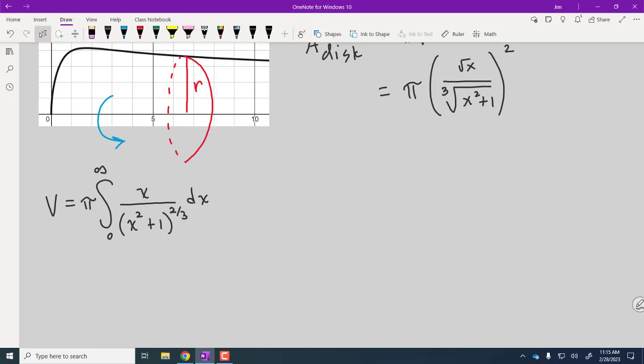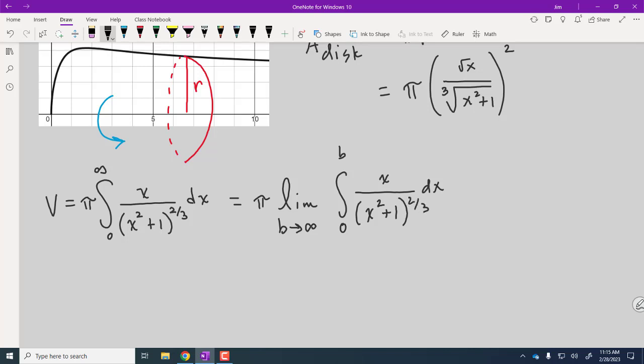It is improper, this integral. So we immediately turn it to a limit of a definite integral. And this limit will be as b goes to infinity. So we're going to go 0 to b, and we're going to turn it into a definite integral and then take the limit of that. All right, so that's what we always do. Every time we see an improper integral, turn it to a limit of a definite.